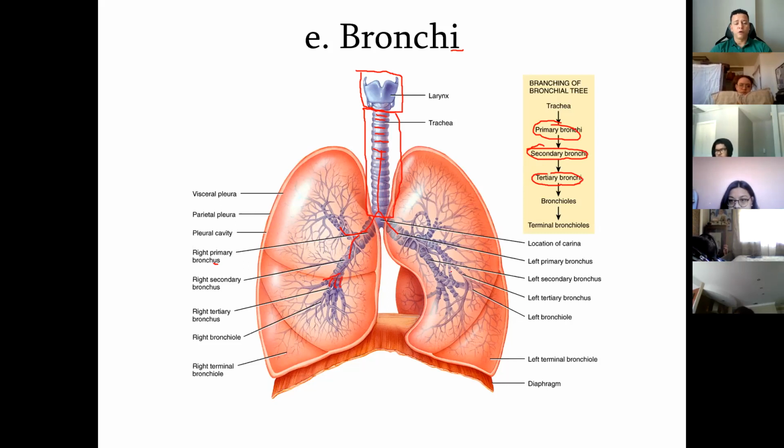From the tertiary bronchi, now we're going to have very thin little branches coming off the tertiary bronchi. And these are what we call the bronchioles. And we have two types of bronchioles. We have terminal bronchioles, which still belong to the conductive zone. And we have the respiratory bronchioles, to which the alveoli are attached. And they belong to the respiratory zone. Okay.